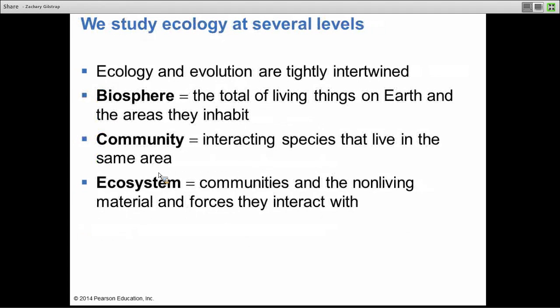So there are certain levels of ecological organization, and we're going to start with the definition of ecology here. Ecology is the scientific study of the distribution and abundance of organisms, the interactions among organisms, and the relationship between organisms and their environment. Ecology and evolution are tightly intertwined. Going from the largest level to one of the smaller ones, the biosphere is the total of living things on Earth and the areas they inhabit. A community is interacting species that live in the same area, and then an ecosystem is communities and the non-living material and forces they interact with. So you go past the biotic factors to include abiotic ones such as precipitation, wind, and things like that.